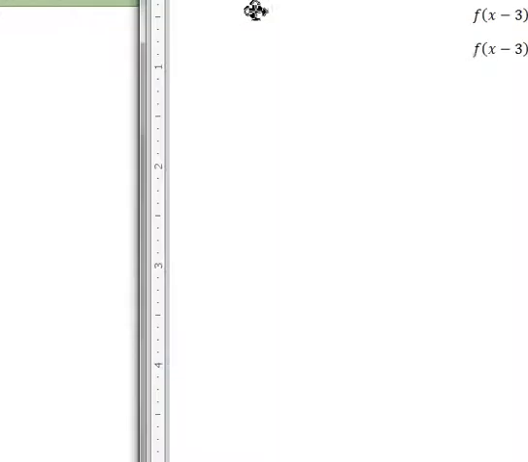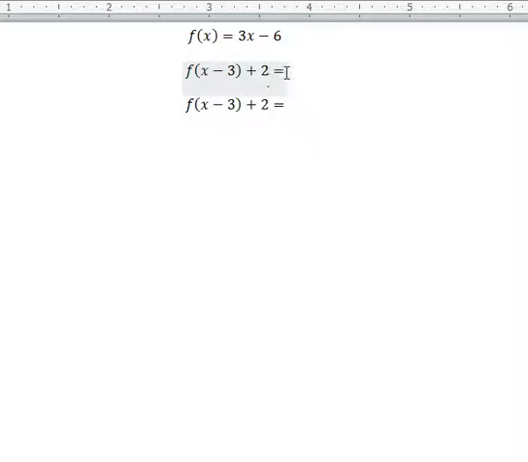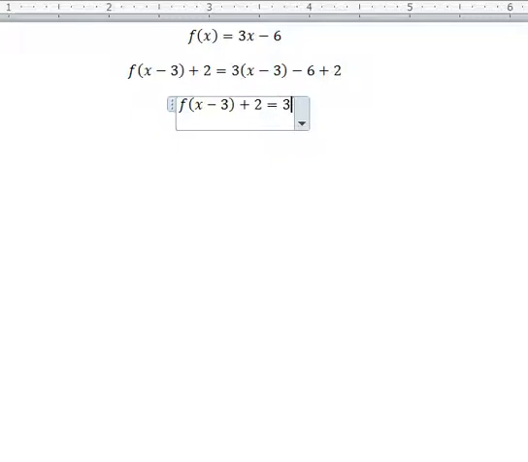Okay, so the easiest way to do this, for me at least, is to put in the algebra. So everywhere there's an x, I'll have 3 times x minus 3, and then I'll subtract 6, and then we'll have to add the 2 right here, plus 2. So that will simplify down to 3x minus 9, and then negative 6 plus 2 is subtract 4, which is going to equal 3x minus 13. So here's the new equation of the line.